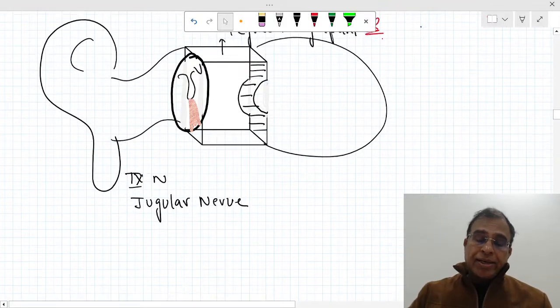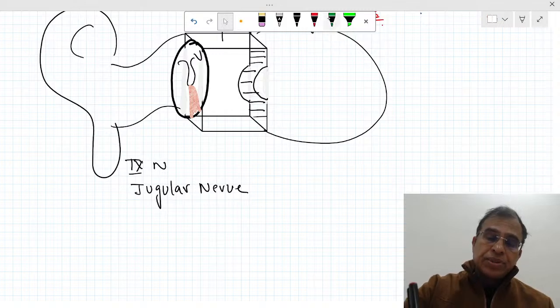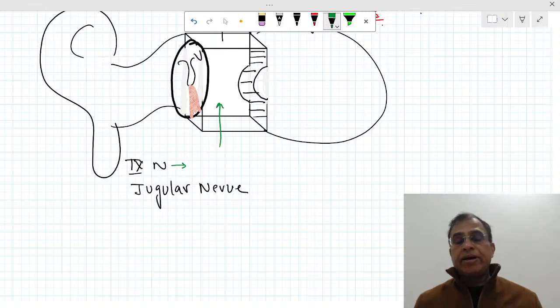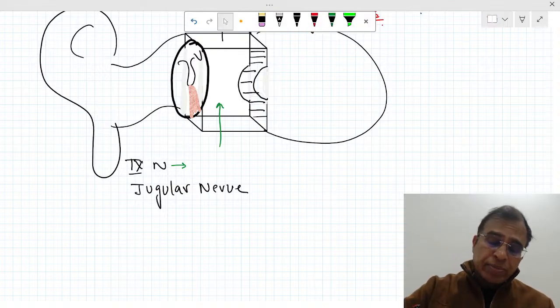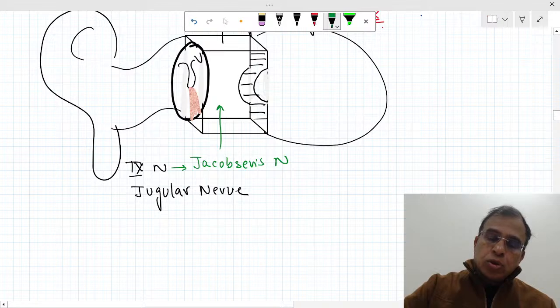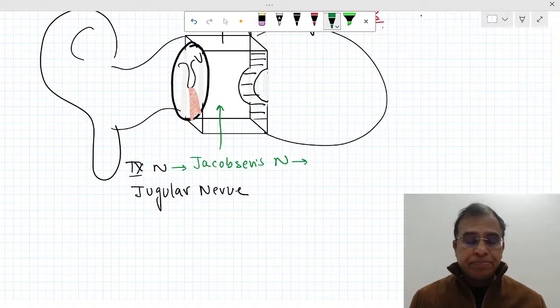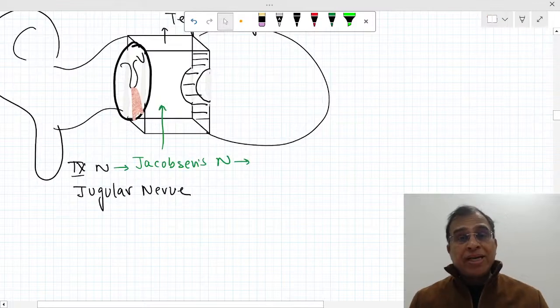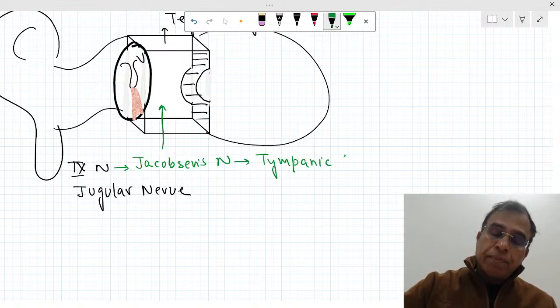See, the ninth nerve, which is below the floor of the ear, is important. You know why? Because it sends a branch that enters through the floor to supply the entire middle ear. Do you know the name of the ninth nerve branch that enters the middle ear? It's called Jacobson's nerve. If you remember, the middle ear is called the tympanum. So it enters the tympanum to form a plexus. What is that plexus called? Tympanic plexus.